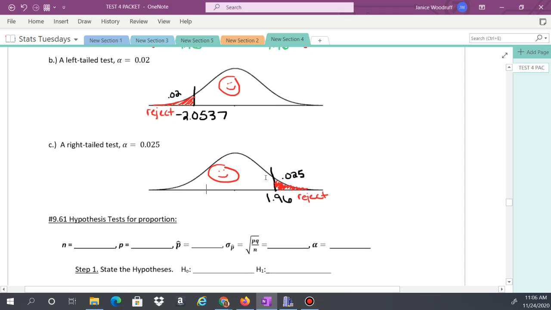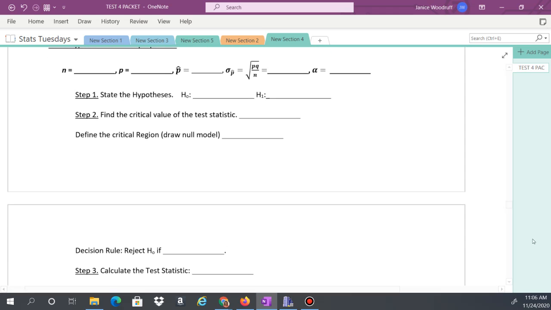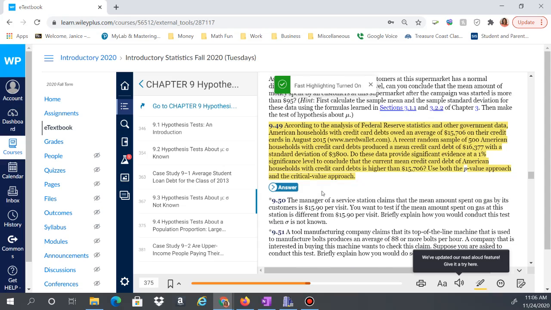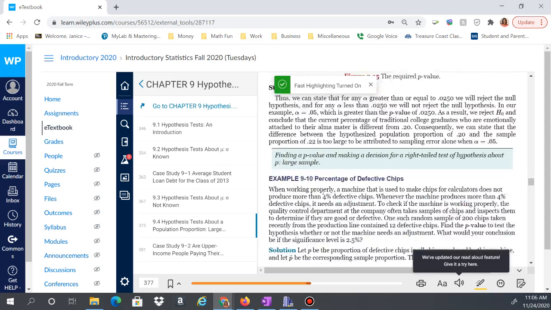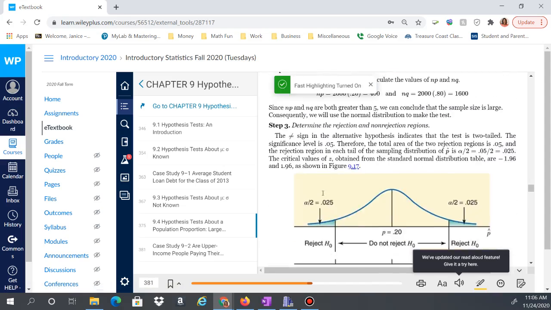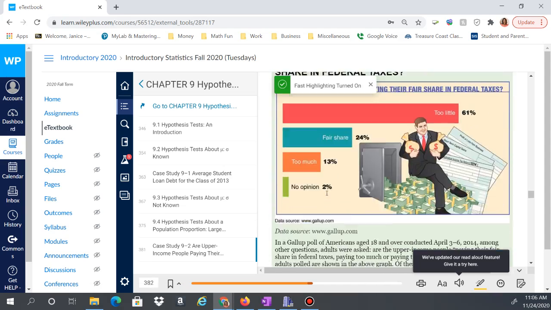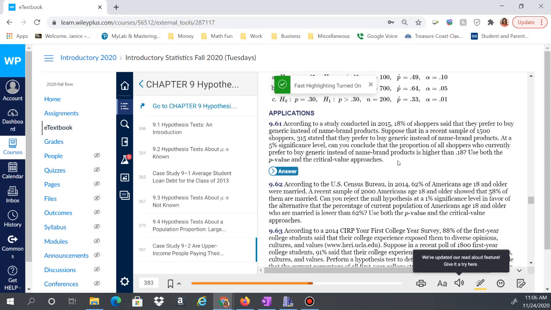All right, so we've got a problem here, 9.61. Let me see if I can pull that one over. And we do a proportion test. Okay. So we're looking at this problem here.